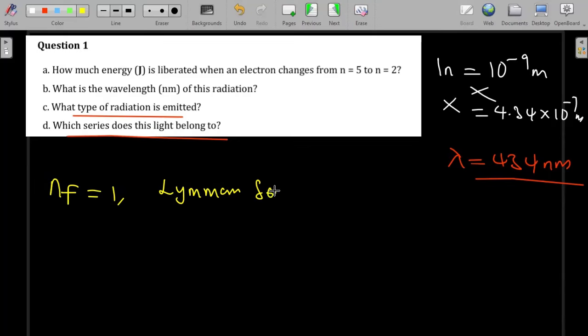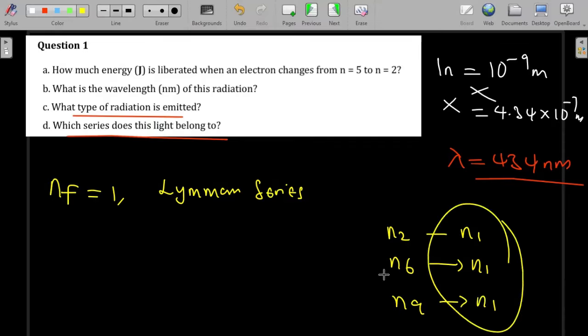Okay, Lyman series. So you can come from whatever energy level. You can come from energy level number 2, you end at 1. Energy level number 6, you end at 1. Energy level number 9, you end at 1. As long as the final energy level in that transition is 1, then we are going to call that the Lyman series. Okay, if the final energy level is 2, like the way we had there, that one is the Balmer series.